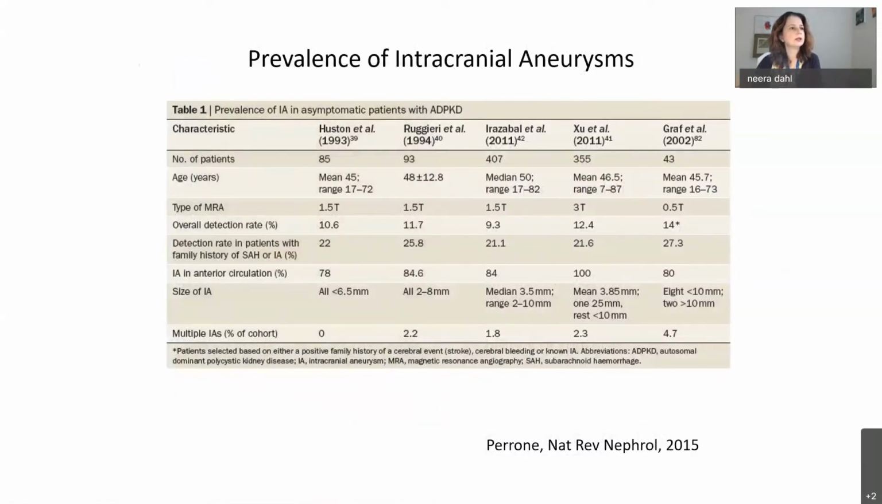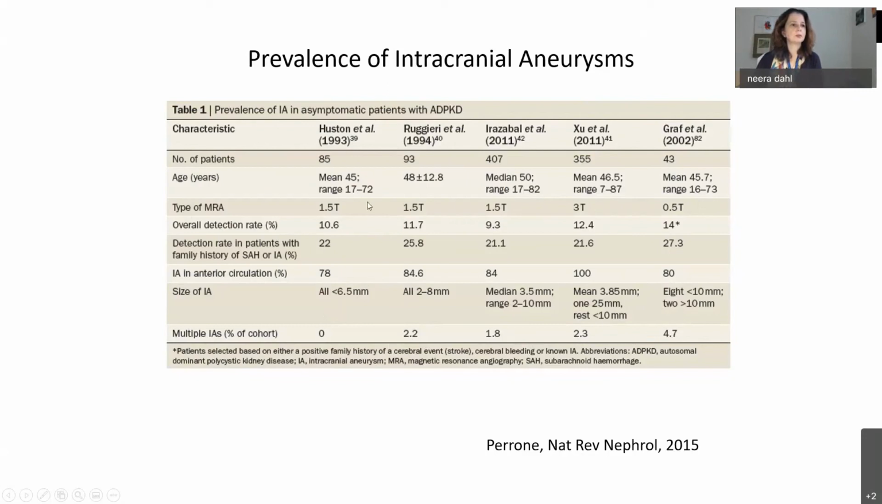So if we look at the prevalence of intracranial aneurysms, these are a few different studies, and this was put together in a nice review paper that came out recently. And what you can see is the rate of aneurysms varies here from 9.3% for the lowest to 14% for the highest. And that most of these were in the anterior circulation. And most of them were small. Some of the aneurysms were large, but most of the ones that were found were fairly small. And then there was a small minority of people that had multiple intracranial aneurysms.